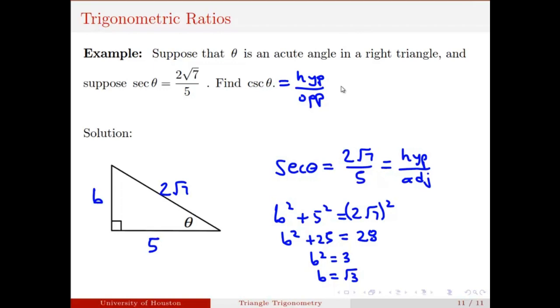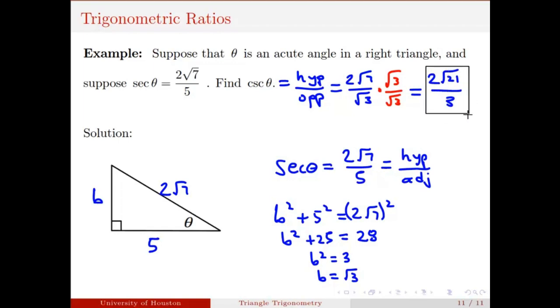Therefore, we get that the cosecant of theta is 2 square root of 7 over the square root of 3. And if we choose to rationalize, we'll multiply by the square root of 3 over the square root of 3, which gives us 2 times the square root of 21 over 3. This concludes our review of triangle trigonometry.